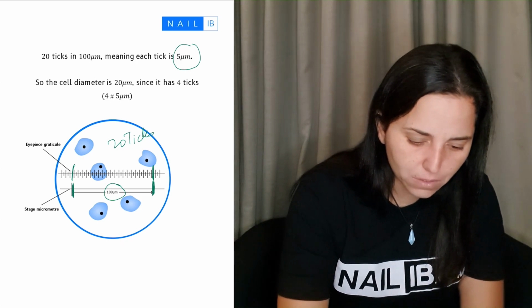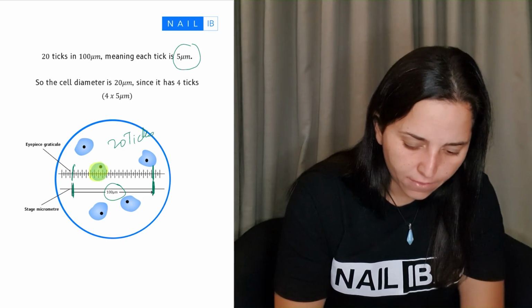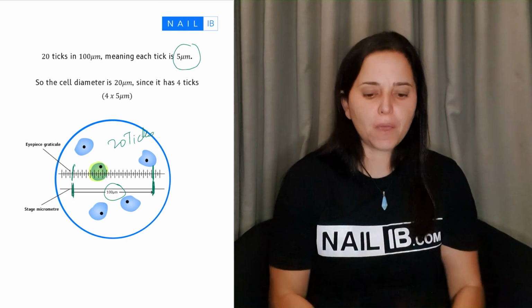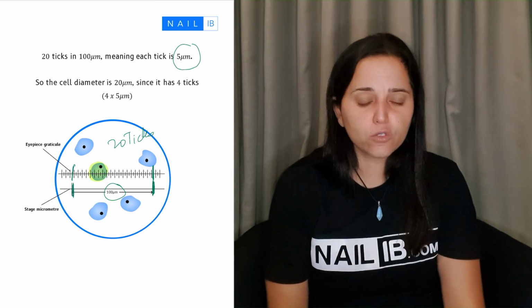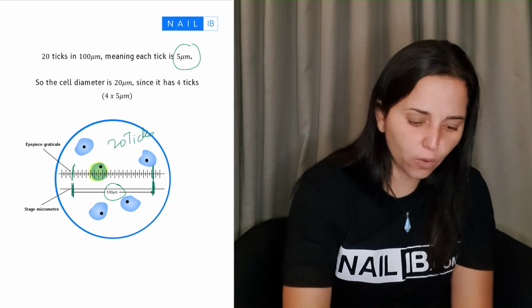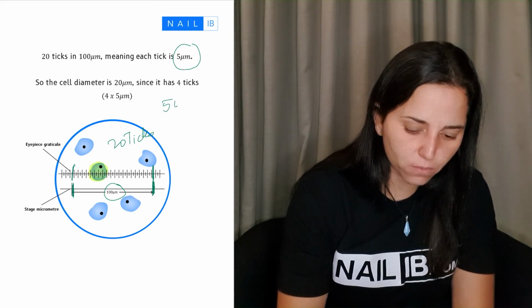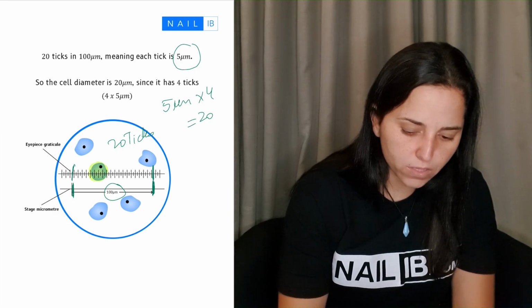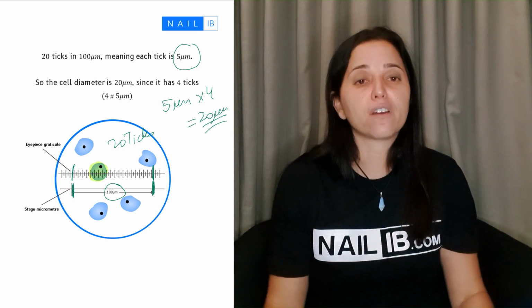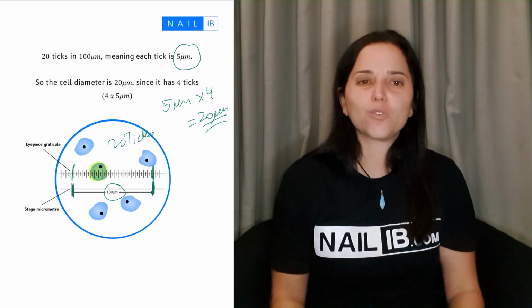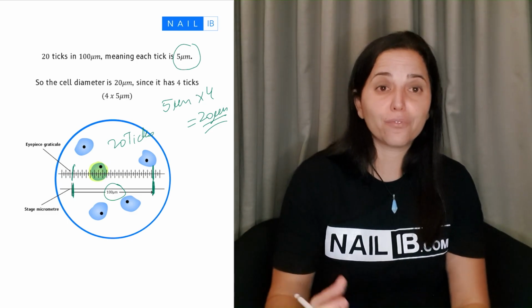Now, look at the specimen right here. How many ticks do you see in that specimen? You actually see about 4 ticks. So looking at those 4 ticks, you know that if each tick is 5 micrometers, times 4, what does that mean? That means it's 20 micrometers. What is 20 micrometers? It is the size of the specimen that you see in front of you. So that's how it works in order to find the actual size of the specimen.